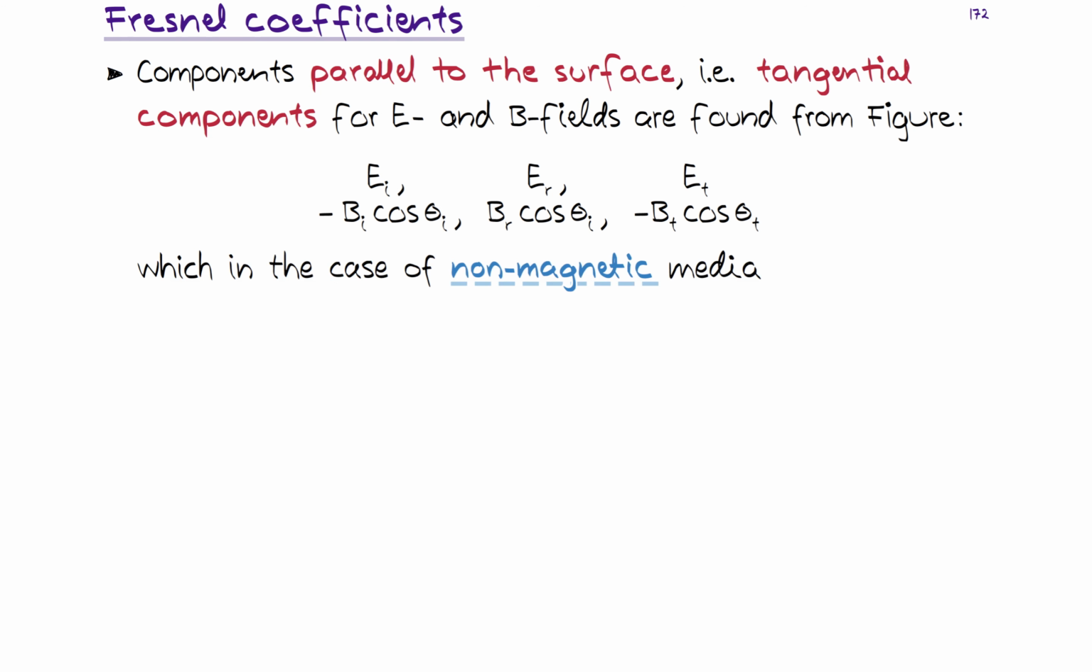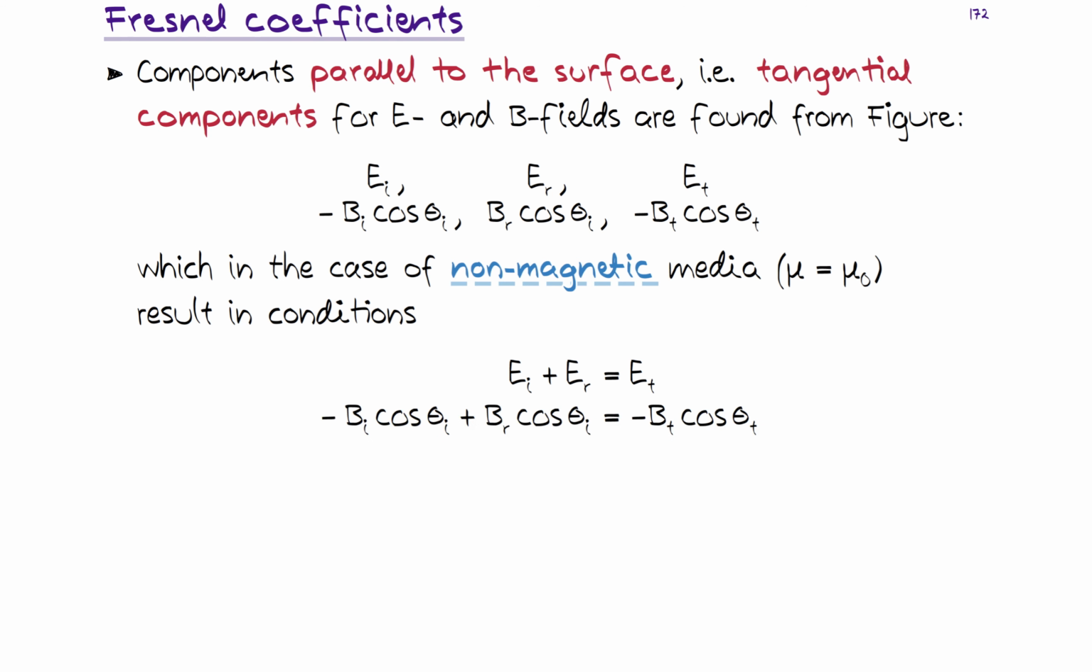Now, when we are dealing with dielectric media, we are most of the time also dealing with non-magnetic media, so we can safely say that the permeability mu equals the vacuum permeability mu naught. This results in conditions where we can write the continuity equations for the different field components. For the E fields, I can write that E_I plus E_R equals E_T. Then for the B fields, the continuity equation is minus B_I times cosine of theta_I plus B_R times cosine of theta_I must be equal to minus B_T times cosine of theta_T.